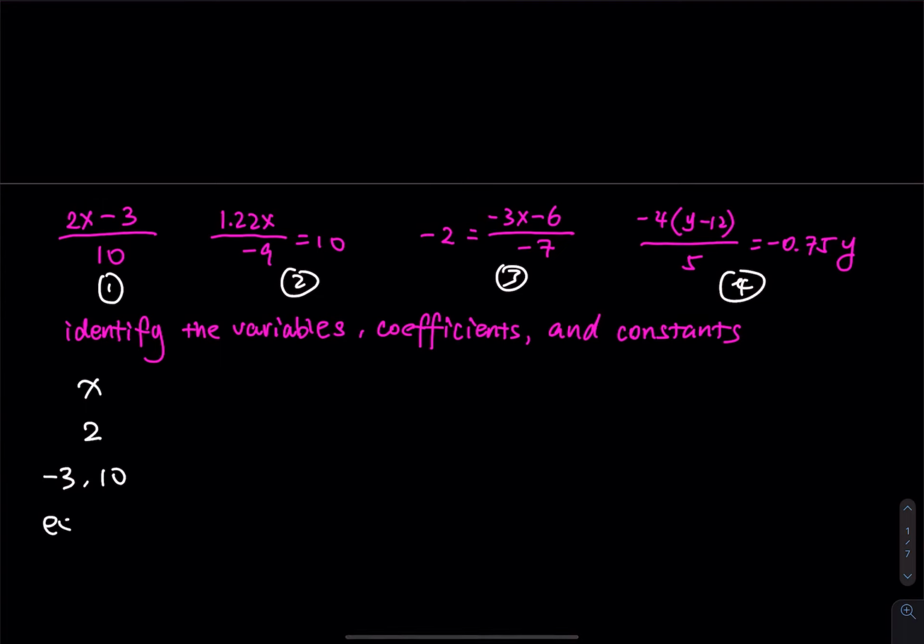How about number 2? There is one variable, x. The next one should be coefficient, right? Okay. The coefficient is 1.22. So this is a coefficient. There are two constants, negative 9 and 10. So constant. And this is an equation.